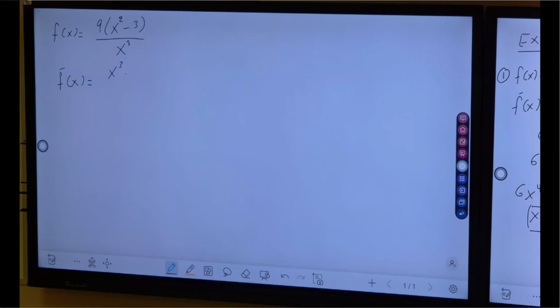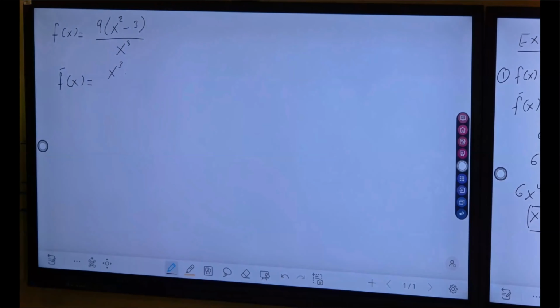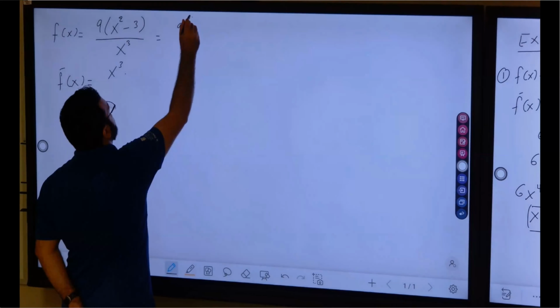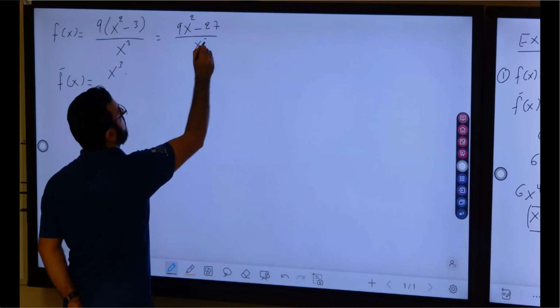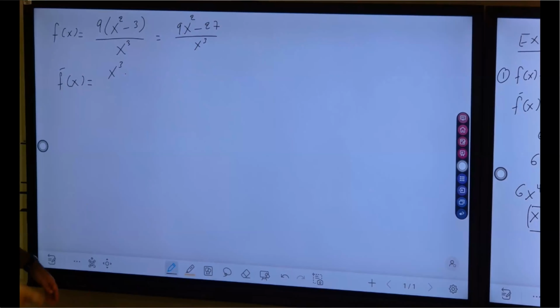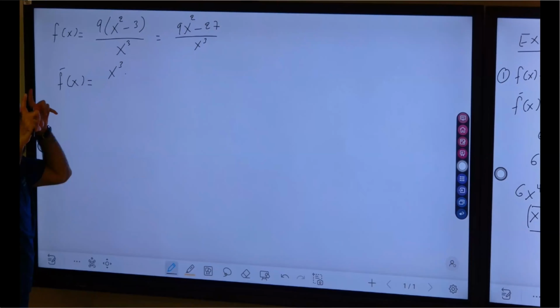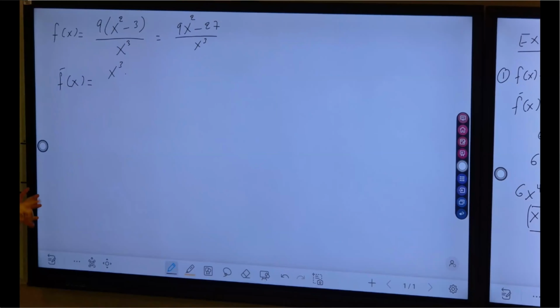Okay, so you can use the product rule, it's fine, but it's gonna be hard. But before that, can I just distribute the 9? Because it's a number by itself. So I'm gonna say this one is equal to 9x squared minus 27 divided by x cubed. If you're using the product rule between 9 and the parentheses, it's going to be right, but you have to go back to find the derivative on the bottom part. So it's going to be really long steps.